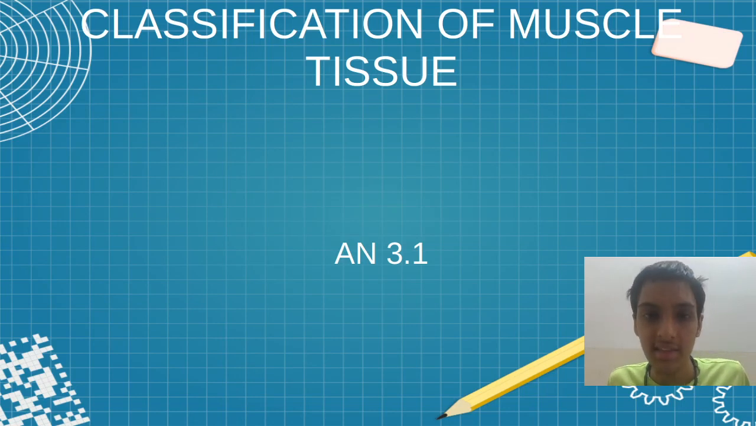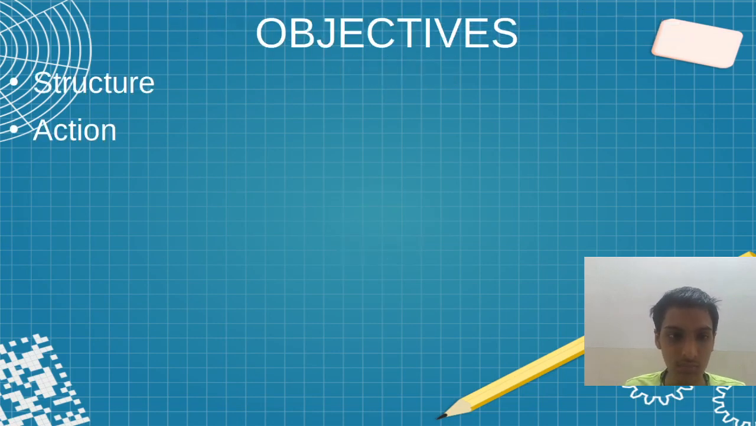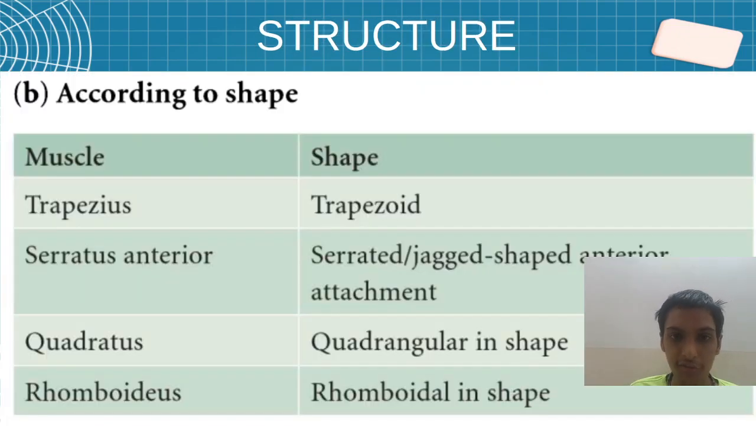Hello friends, in this video we'll talk about the classification of muscle tissue. We will do it based on the structure and action. So first, based on the structure, we have the shape and size. First we'll see the shape.